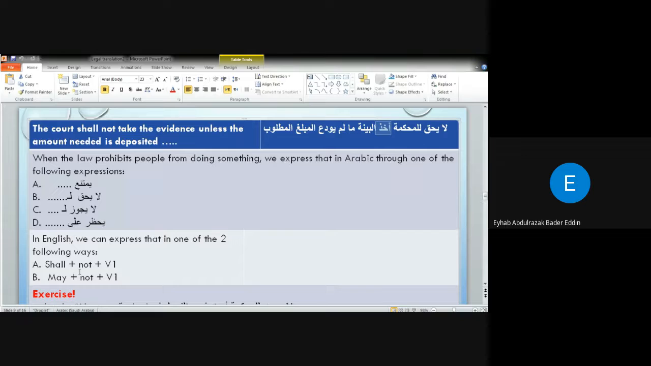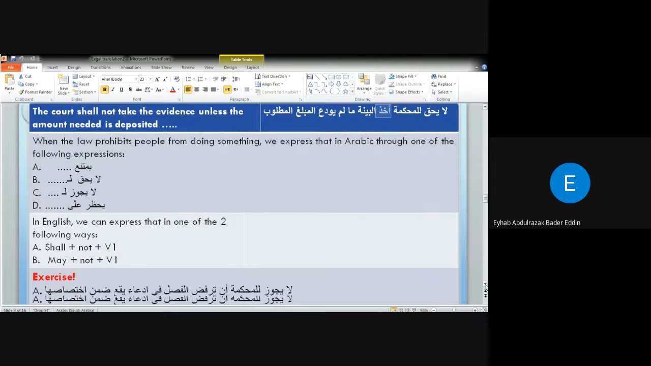So if you ask me, I want to leave, Dr. Rehab, and I tell you, you may leave, it means if you want to stay, you can stay, but you have my permission to leave if you want to. You understand the difference?